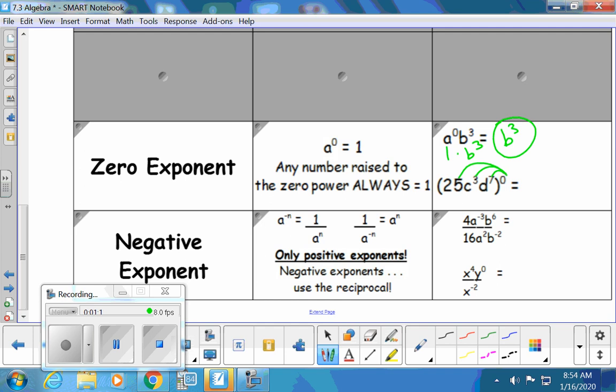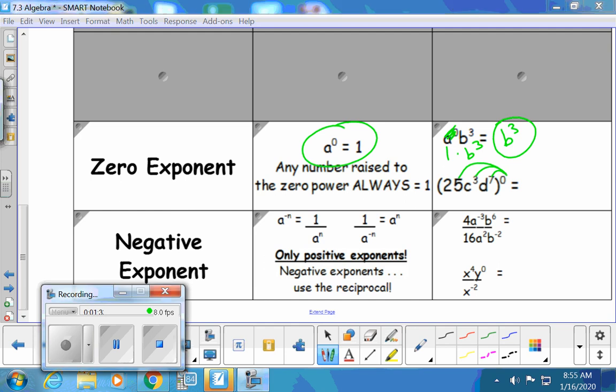I was going to ask, how come it was not a to the 7th power, or a and then b to the 3rd? Because a to the 0 equals 1, so this whole entire term just turns into the number 1. It's not a to the 1st, it's just the number 1. Does that make sense? How can we get rid of the 1 and just write b to the 3rd?